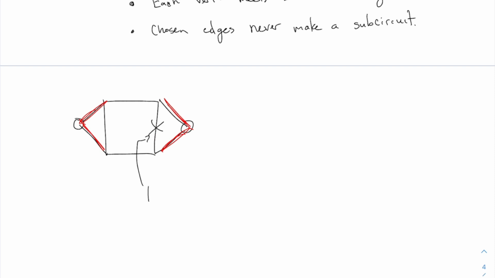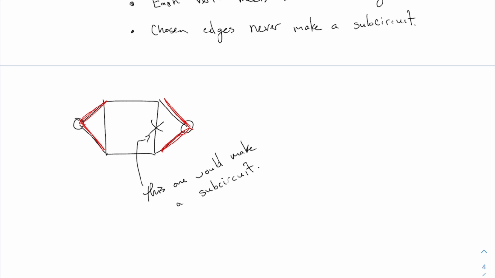That's because this one would make a subcircuit. And that is not allowed in a Hamilton circuit, all right? If I were to choose that one, it would make that closed up red triangle, and that's not allowed. That would be a smaller circuit, all right? The only circuit allowed is the big circuit, which includes everything.